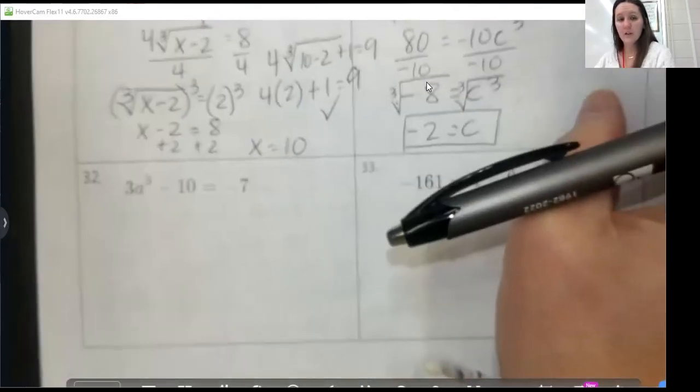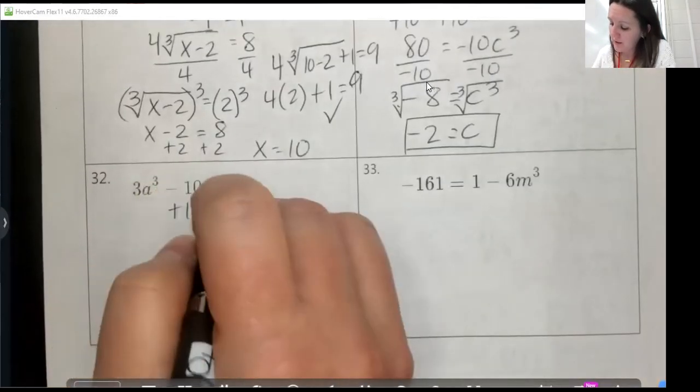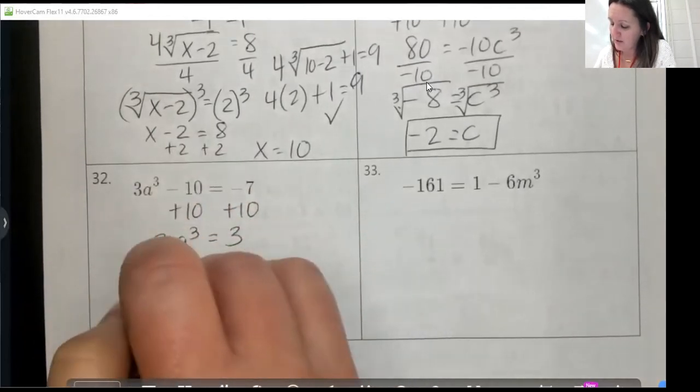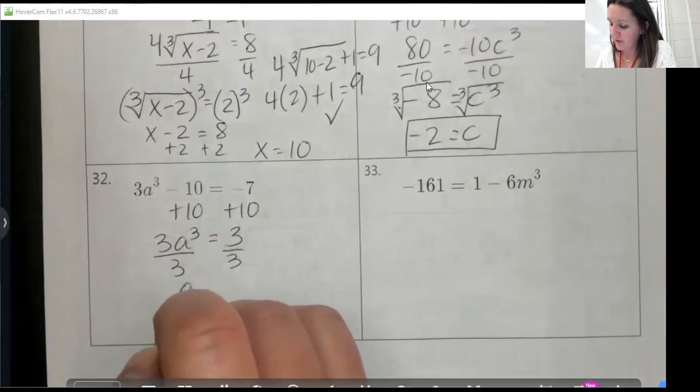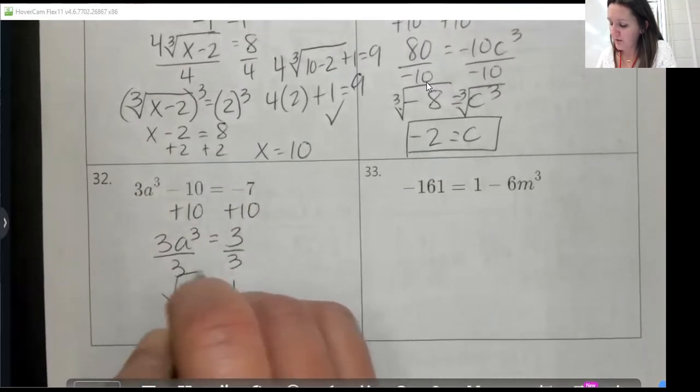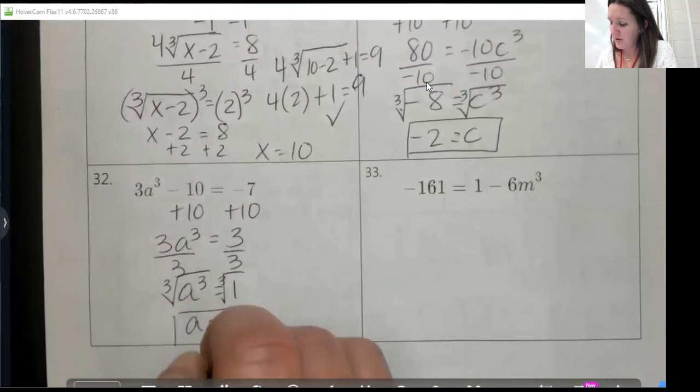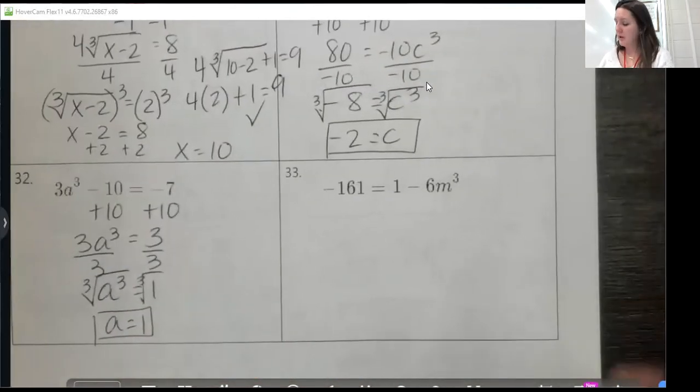Next one. Add 10 to both sides. So we have 3 equals 3a cubed. Divide by 3. You're still isolating your variable. A cubed equals 1. Take the cubed root just like last time. Cubed root of 1 is 1. All right, last one. Here we go.